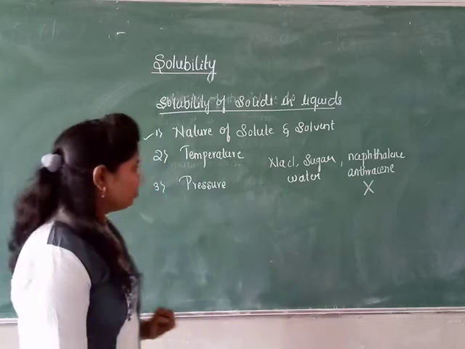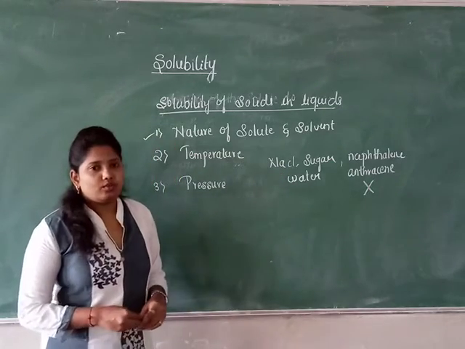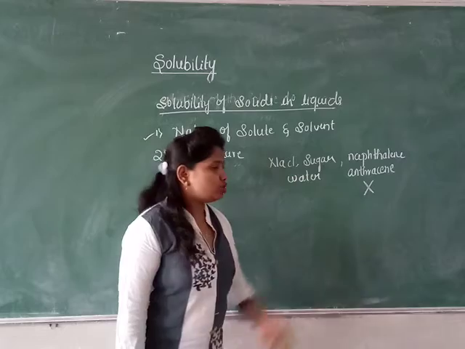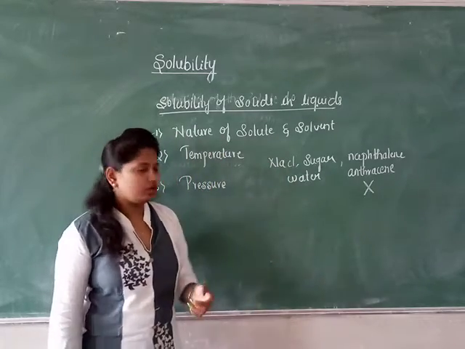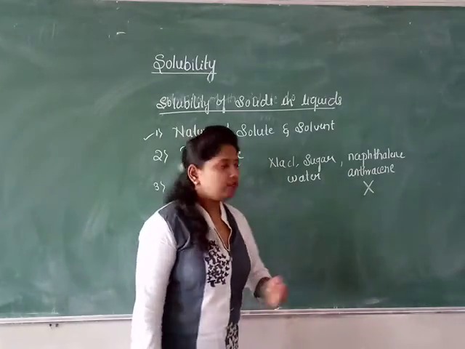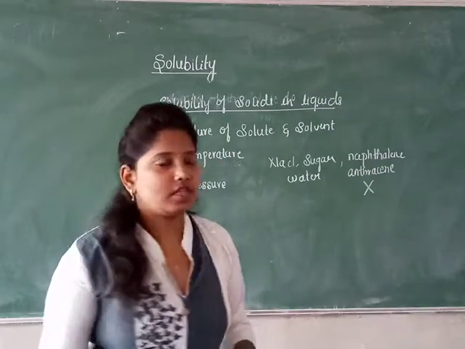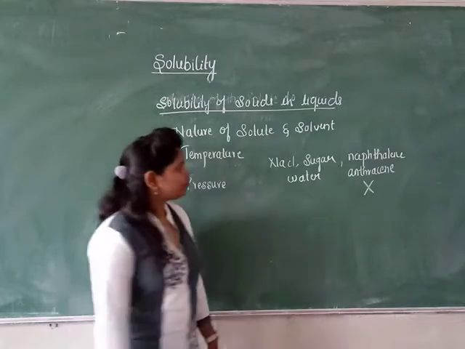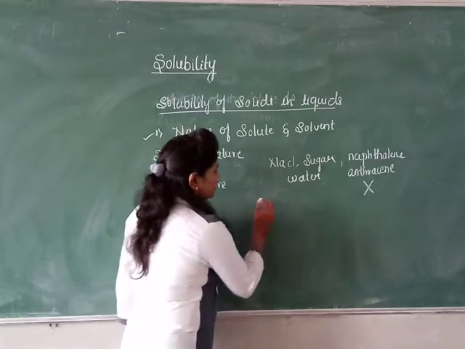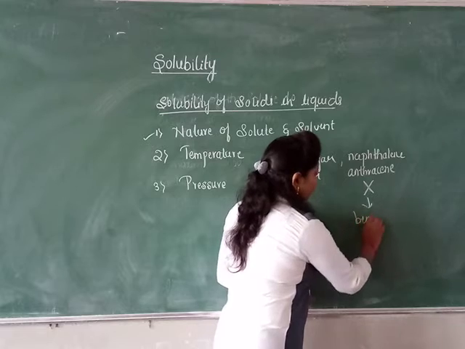Why? What are the reasons behind this? Sodium chloride and sugar dissolve in water because they are polar solutes and water is a polar solvent. Naphthalene and anthracene are organic substances. They do not dissolve in polar solvents, whereas they dissolve in solvents like benzene and toluene.